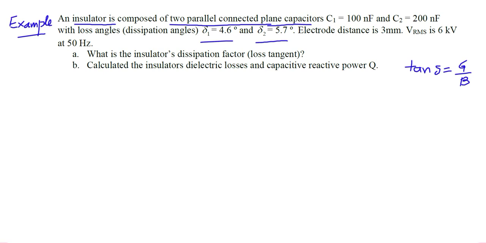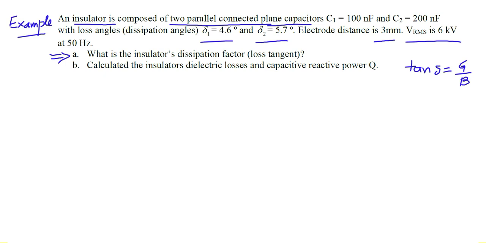G as well. Anyway, then we are given electrode distance 3 millimeter, and we are given the applied voltage, which is 6 kilovolt at 50 hertz. In part 1, we are asked to find the insulator's dissipation factor, loss tangent of the full insulator, which is a combination of two parallel insulations.